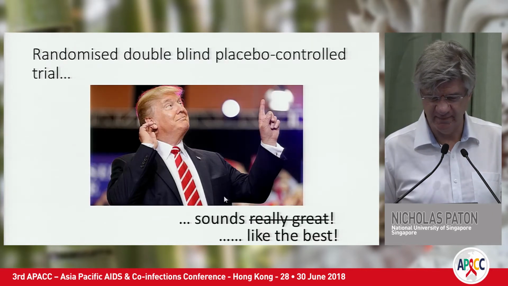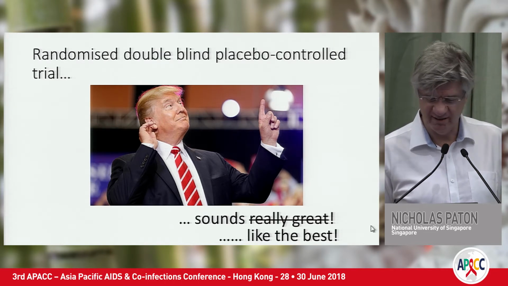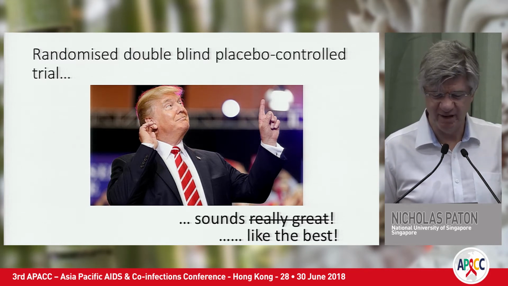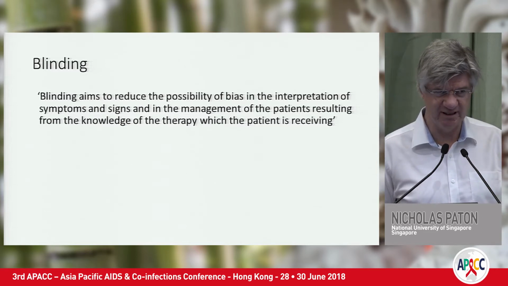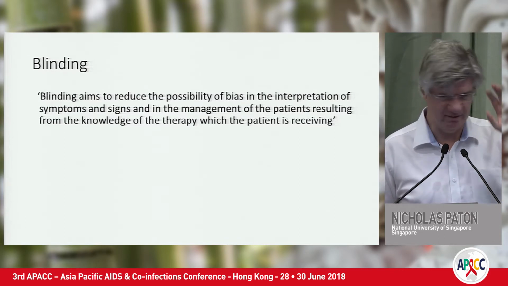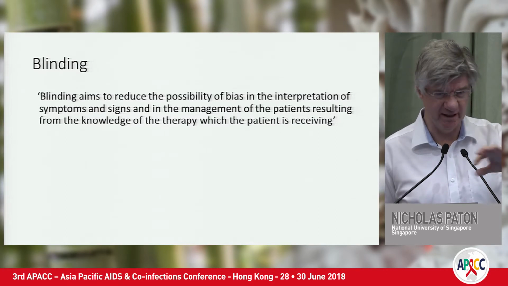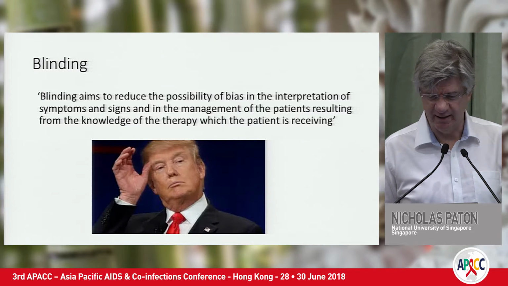So the other thing, randomized double-blind placebo-controlled trial sounds like the best. If you can throw in blinding as well, it reduces the possibility of bias in interpreting symptoms of science. So this is when the patient's in the trial. If the nurse, the doctor, the researcher, everybody looking after the patient, and the patient themselves don't know what treatment they're on, there's no possibility of bias creeping in, of adjusting the other treatments to support it. So blinding, especially double-blind, is great.